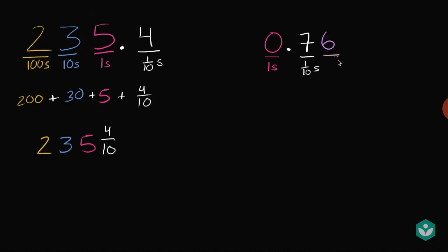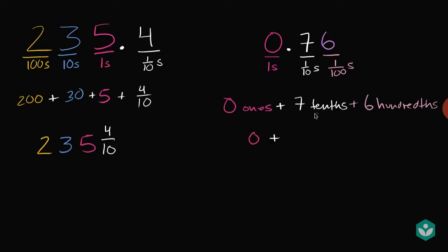So let me write this down. This space right over here is going to be the hundredths place. So this number right over here, we can rewrite as 0 ones plus 7 tenths, not tens, tenths, plus 6 hundredths, not hundreds, hundredths. Let me write that a little bit neater. 7/10 plus 6 hundredths, 6 over 100, is exactly what this is. You could say this is 0 ones, 7/10, and 6 hundredths.